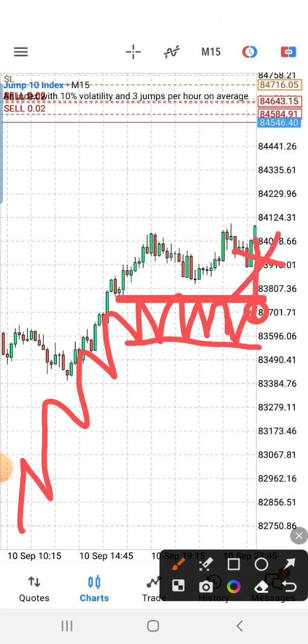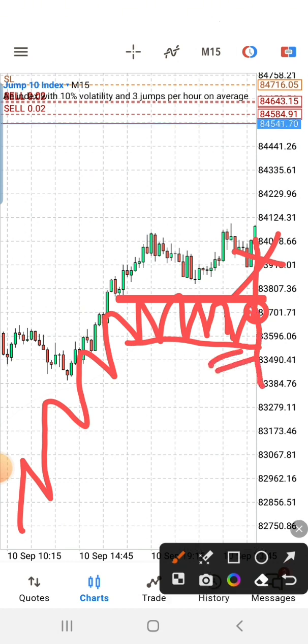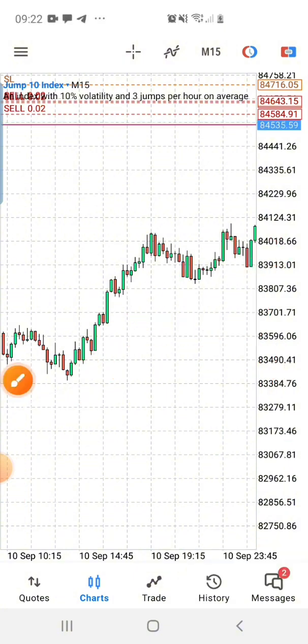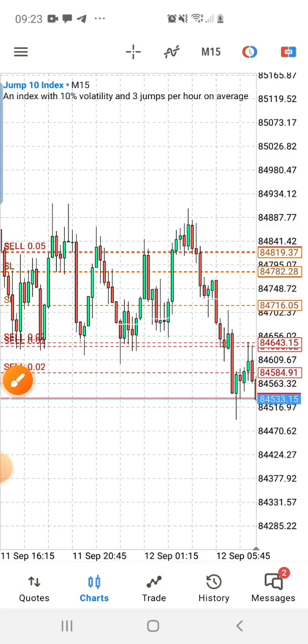But if you made that entry and the price goes your way, if the price pushes down, you can now make another entry. If the price retests this zone, you can still make another entry to sell. So going back to my chart, that is exactly what I did here.